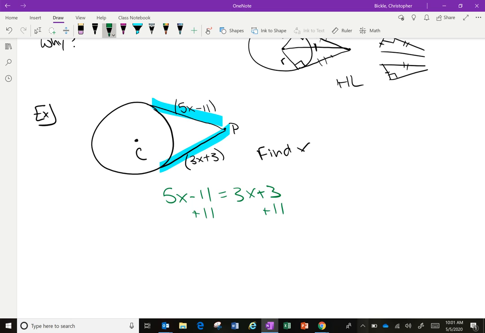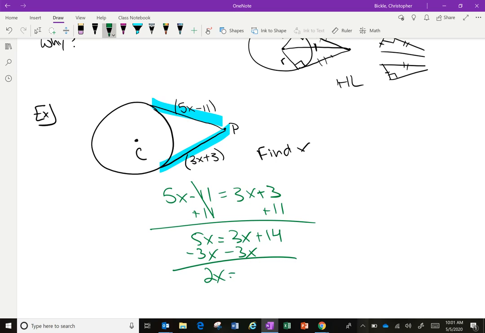Add 11 to both sides. The 5x is equal to 3x plus 14. Subtract your 3x from both sides. I've got my 2x is 14.